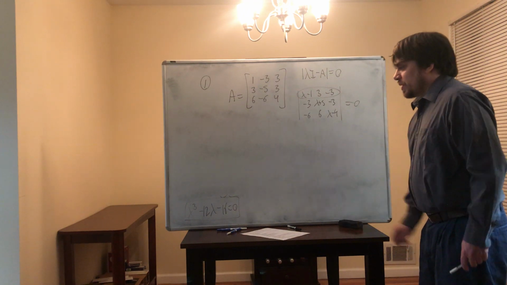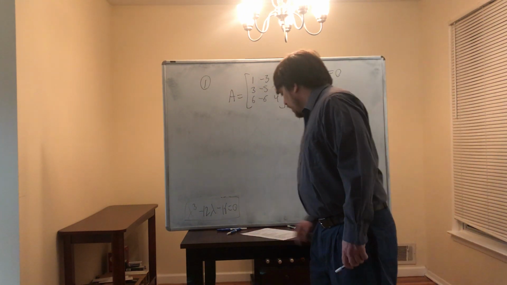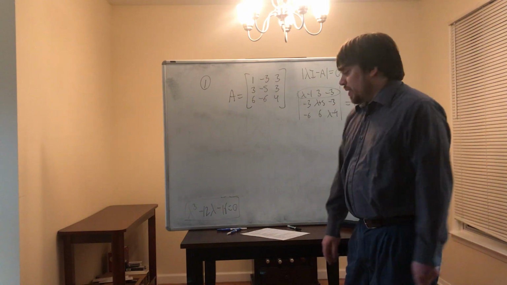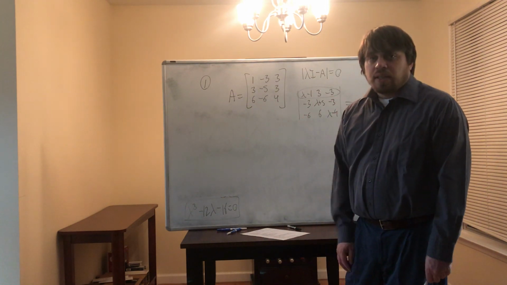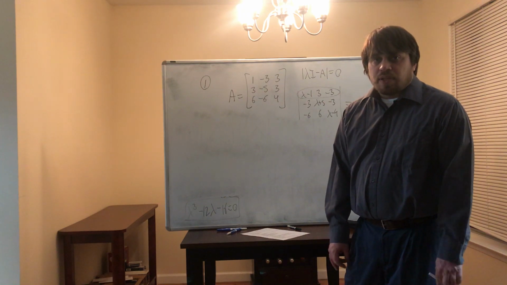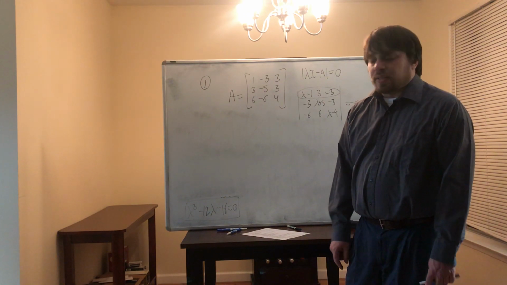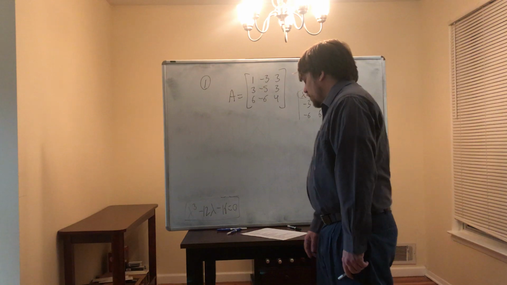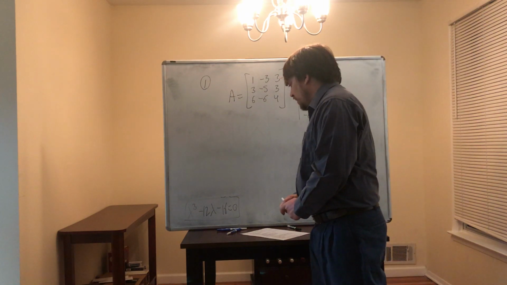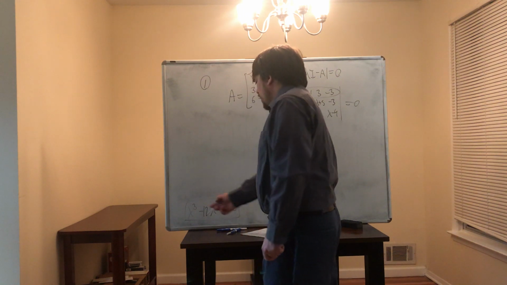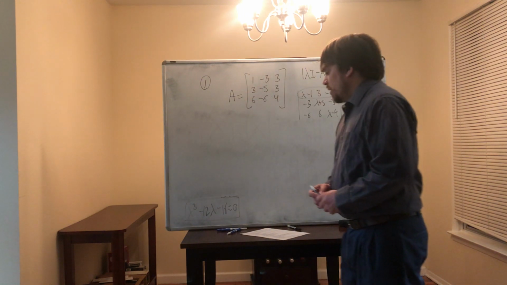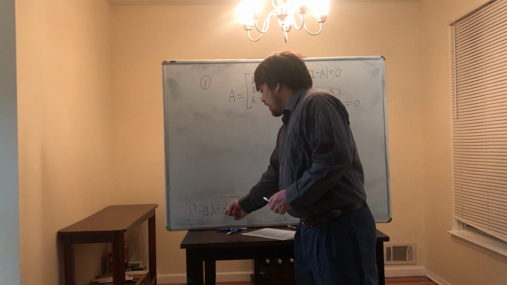Okay, so now that we have the characteristic equation, the next thing to do is find the eigenvalues. To find the eigenvalues, we're going to factor the characteristic polynomial into linear terms, and then we'll be able to find all the solutions to the equation easily from that.